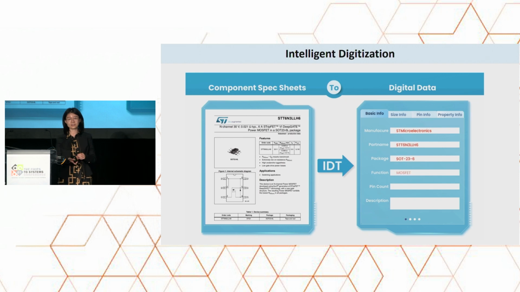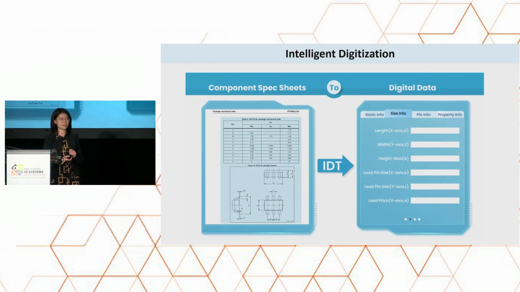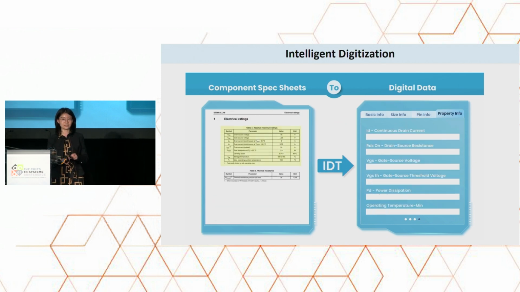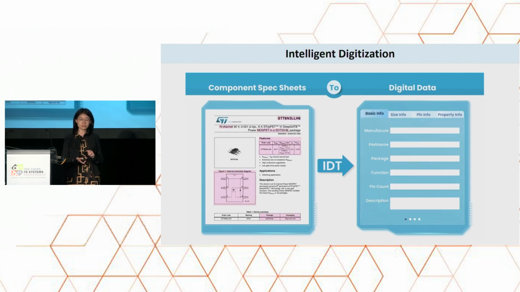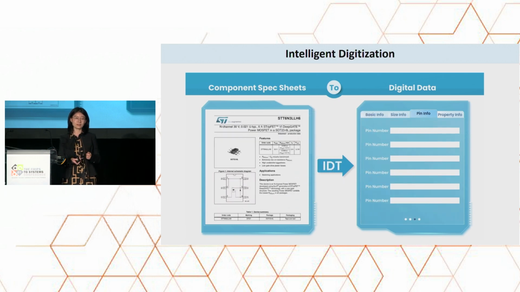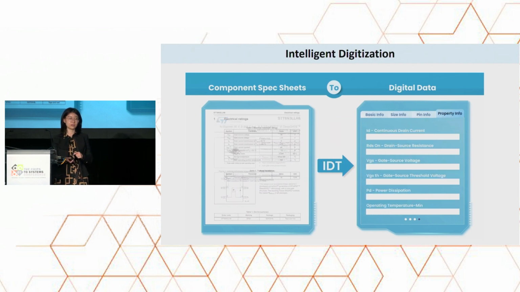To break down this problem, the first step is to convert the component spec information in the datasheets to digital data. The IDT, or intelligent digitization technologies, extracts all these tags, tables, and graphics information such as schematic diagrams and footprints, and then converts them into a machine-readable data format in order to build the library files in the next step.